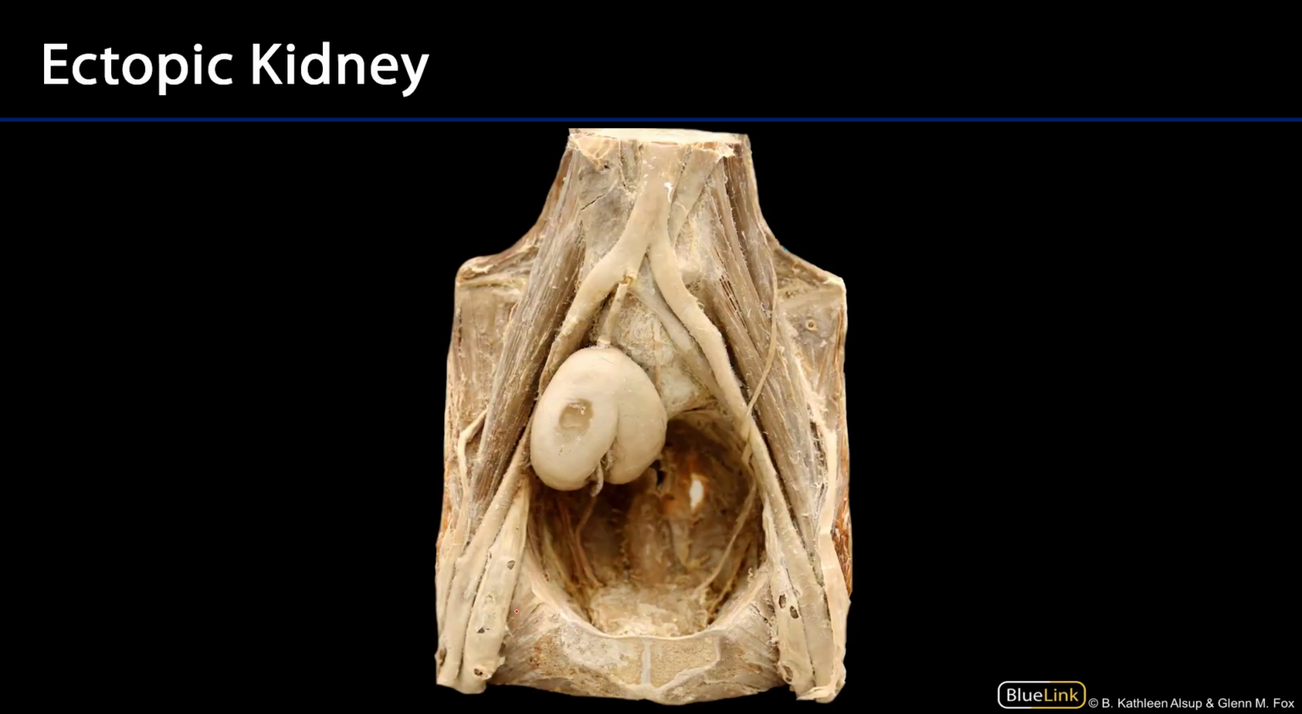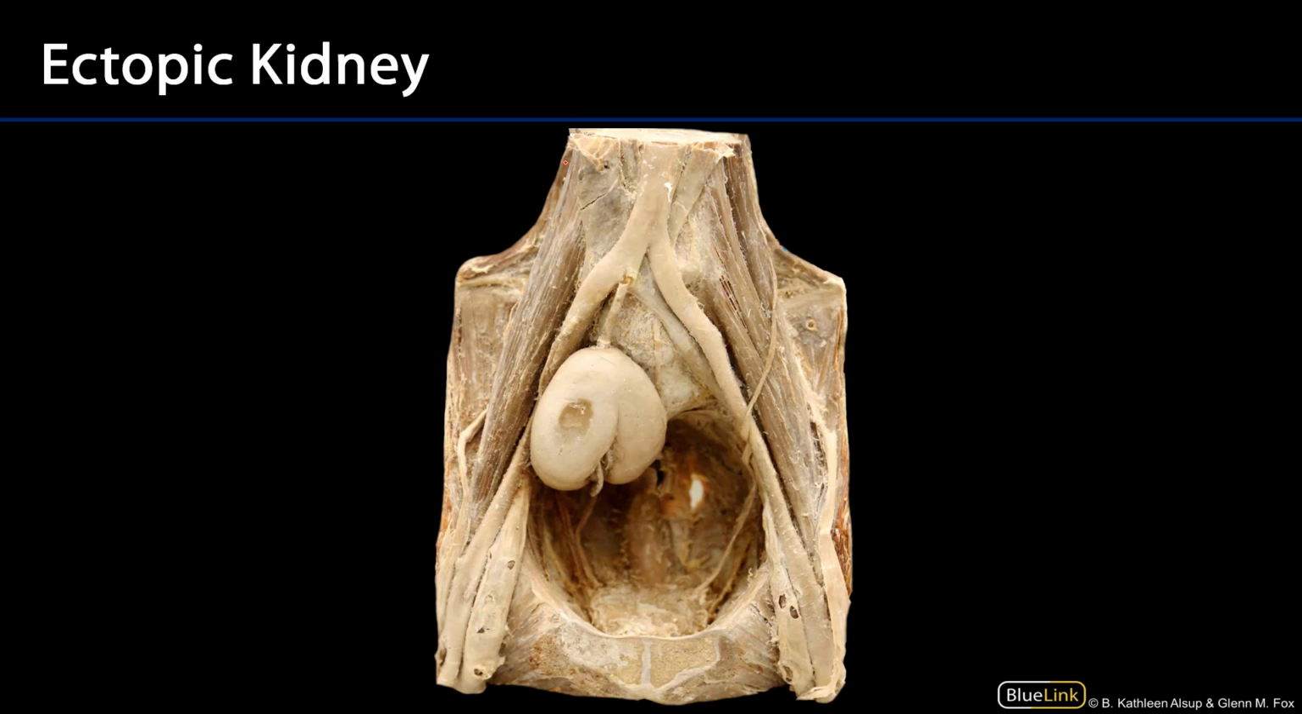And then finally, I have an example for you of renal ectopia, or an ectopic kidney. This is when a kidney is found in a location other than where they may typically be found. And this one is an example of a pelvic kidney.